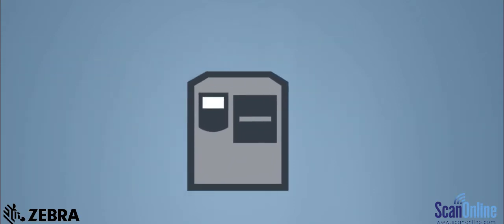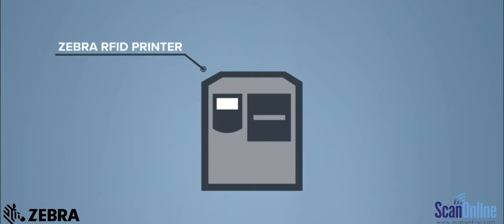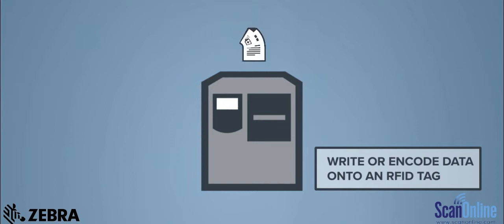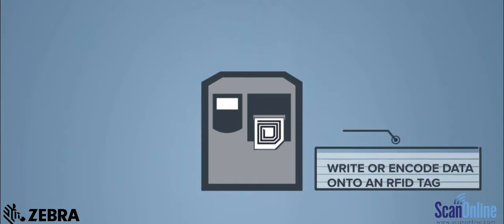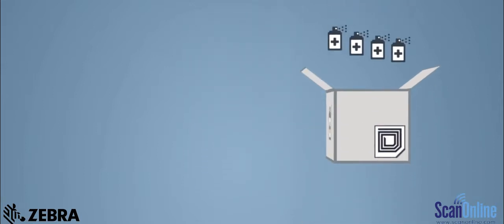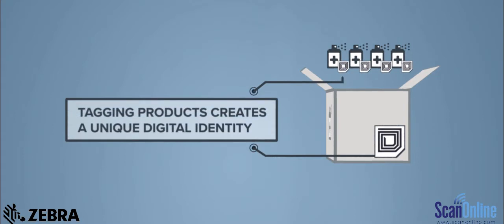In passive RFID systems, the first step is using a Zebra RFID printer to write or encode data onto an RFID tag. The encoded tag is placed on an asset that needs to be tracked, giving the asset a digital identity.